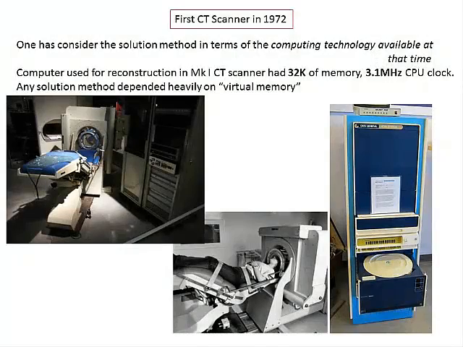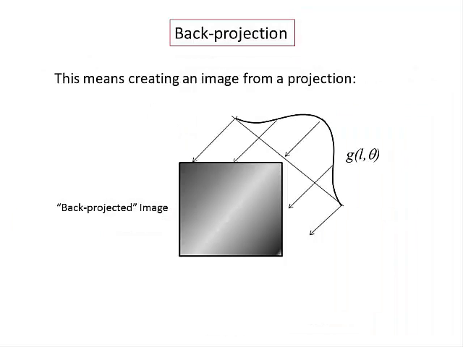Another issue is the computing power available for the method when it was first developed. The first CT scanner was based on a computer with 32K of memory and a 3.1 MHz clock. Solving the system on this computer and reconstructing a CT image meant that efficient numerical methods had to be used. Most methods of reconstruction are based on back projection. In this method, the density of the projection is smeared across the XY plane at the angle at which it was obtained.